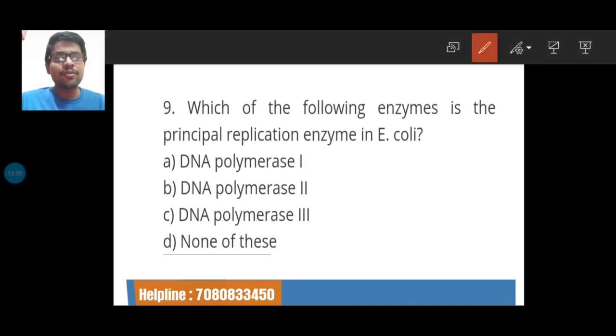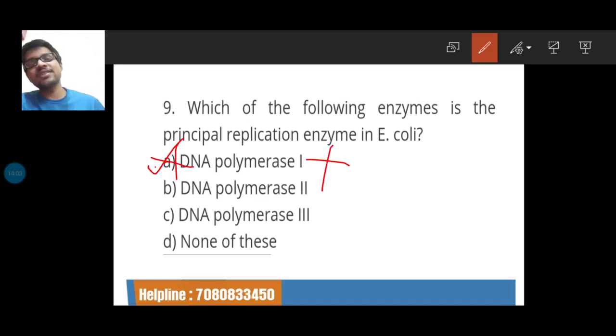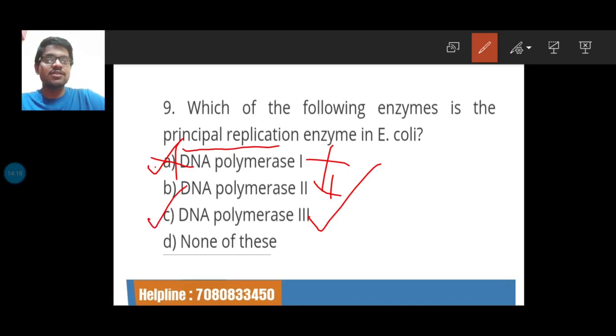Now, which of the following enzymes is the principal replication enzyme in E. coli? First one is DNA polymerase 1. No, it is not, because it has low processivity. Second is DNA polymerase 2. No, it is mainly involved in the repair system. Third one is DNA polymerase 3, and this is the enzyme with high processivity, and this enzyme is the major enzyme involved in replication. So option C is the correct answer.